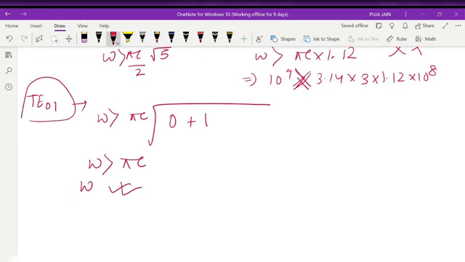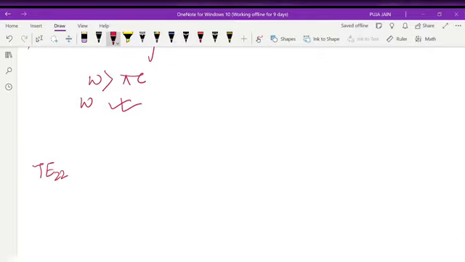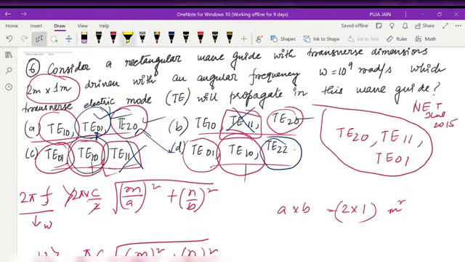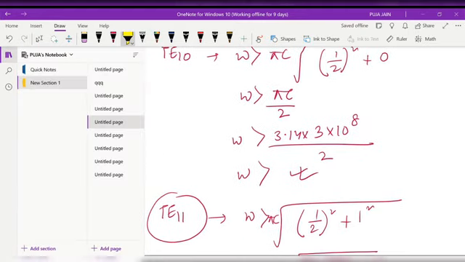So we will not check TE22 now, because this is not MSQ, this is MCQ. So one option will be right. So our correct option is which one? A. So our correct option is A. Okay. So you understood how you have to check. So now proceed to the next question.